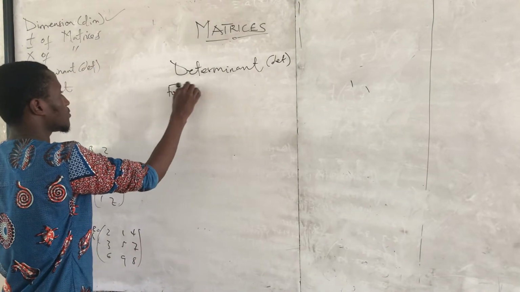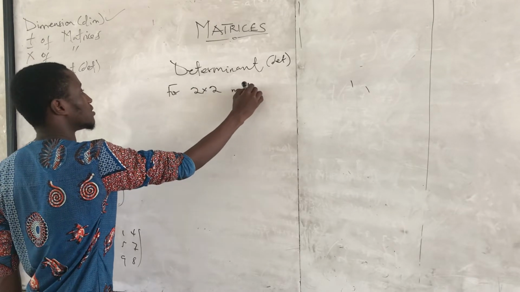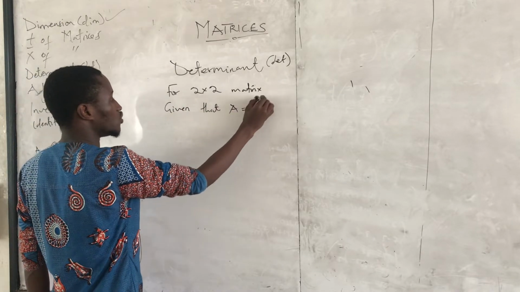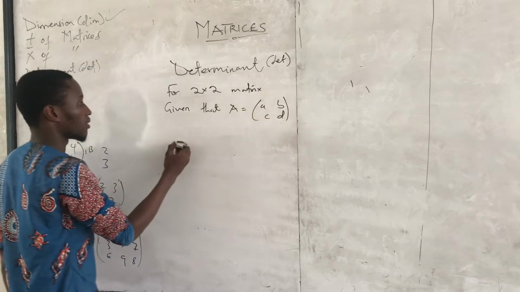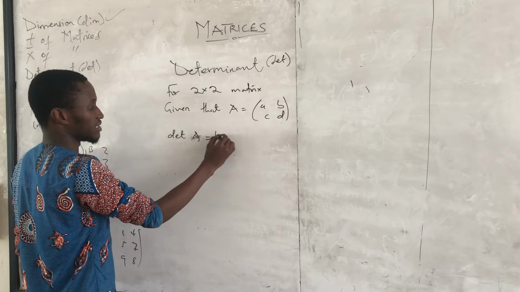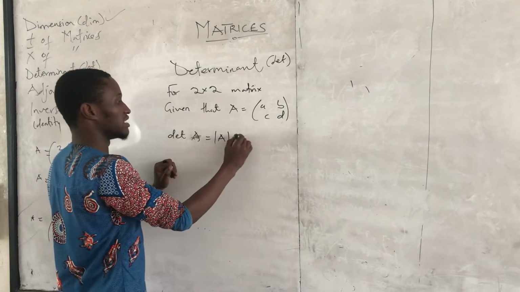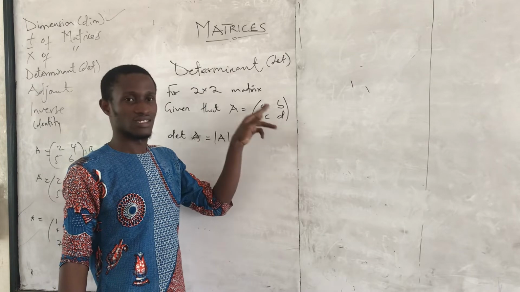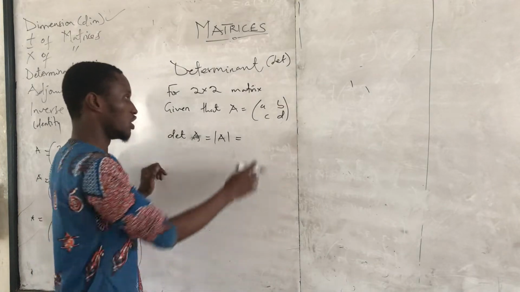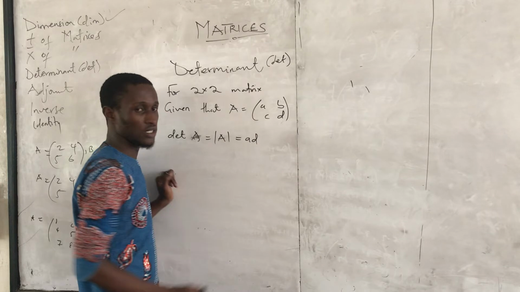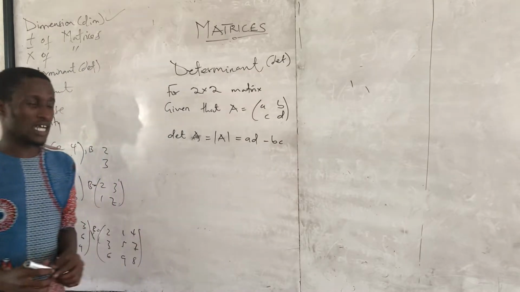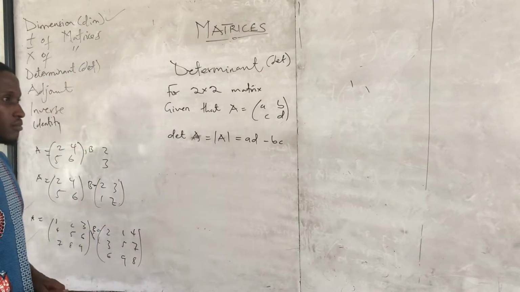So for a 2 by 2 matrix, given that A is equal to [a, b; c, d], the determinant of matrix A, which can also be written like this, has a formula: you multiply the diagonals, but you subtract the second one from the first one. So the first diagonal is this: I have a multiplied by d. Then I'll have b multiplied by c, bc, and then I'll subtract. That becomes the determinant of matrix A.